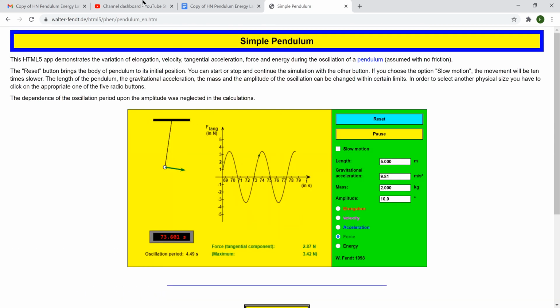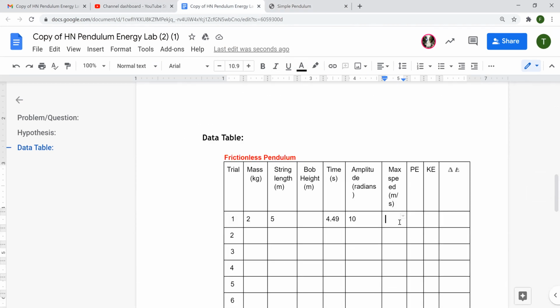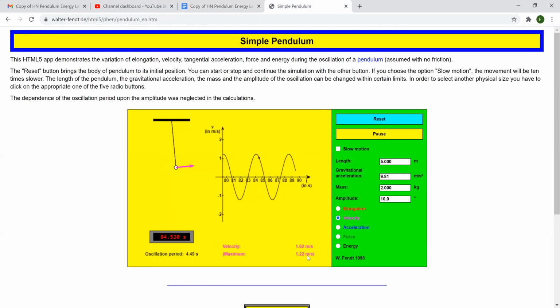So what I am not seeing, and to help you, is: are we just supposed to record? And we probably are. We're probably supposed to record the maximum speed. So if we go back to velocity, what's the biggest number that it gets to? It looks like 1.22, maybe. Yeah, there, it's right there, 1.22.